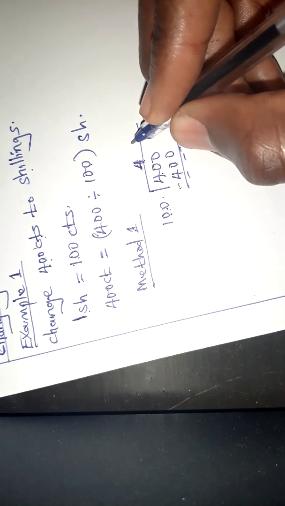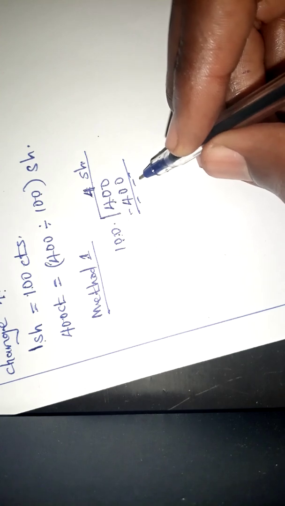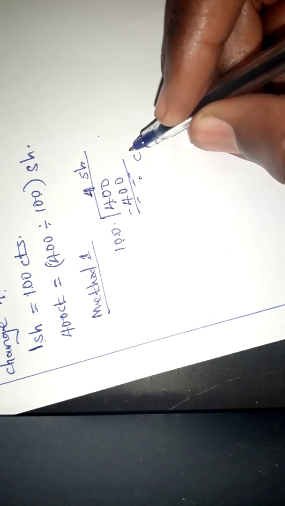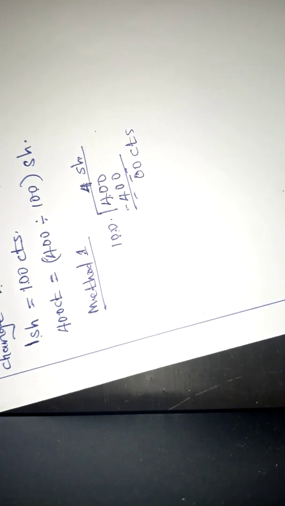So when you divided this by this, you got 4. So these are the shillings. In most cases, if you get a remainder here, this remainder which remains here is cents. But unfortunately here we've got nothing. We've not got any remainder. So when you convert this 400 cents to shillings, you get 4 shillings. Therefore, 400 cents is equal to 4 shillings. This is the answer.